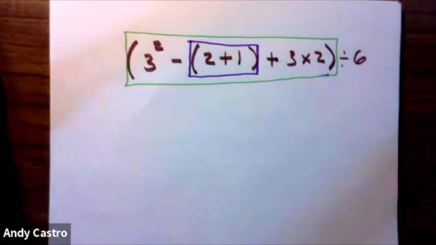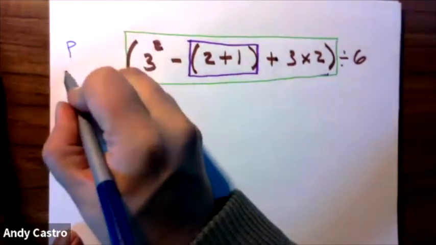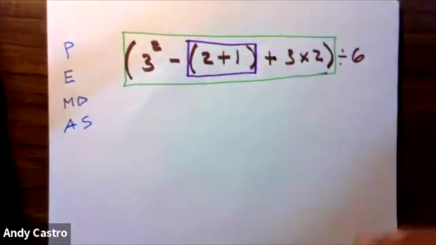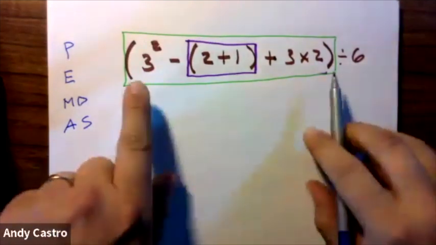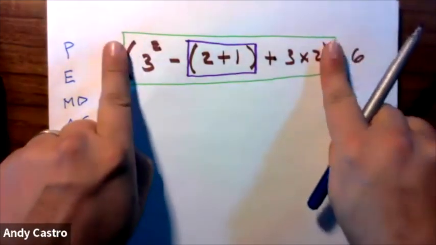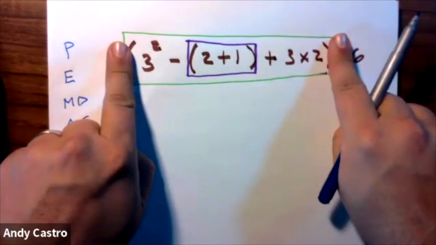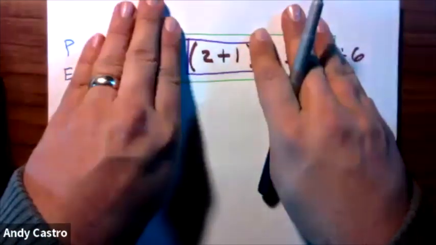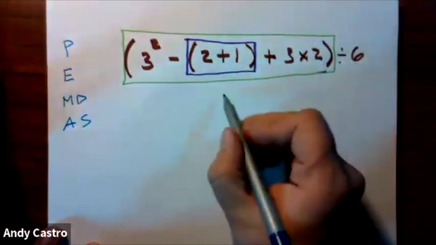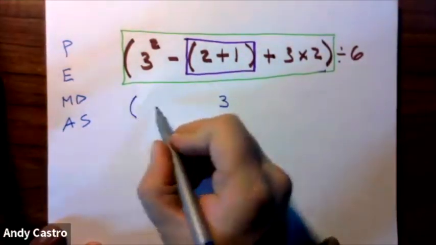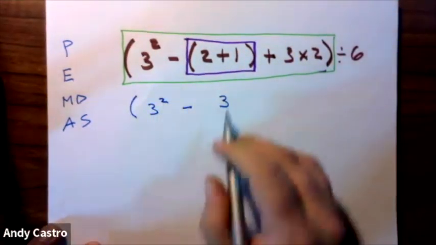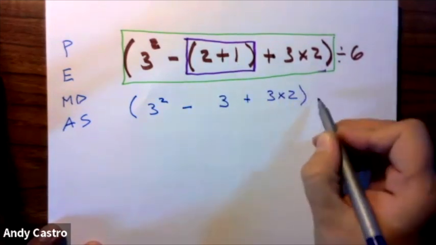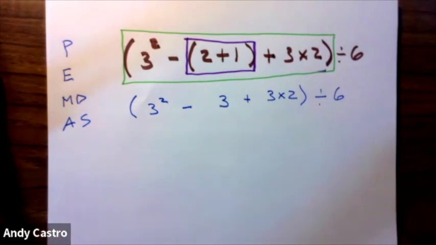All right, so if we put up our order of operations, start with parentheses. We have these outer ones, so we're going to look inside there. We're going to ignore the divided by 6, and then we have another set, so we're going to look inside there and ignore everything else. 2 plus 1. So that's going to give me a 3. So I have 3 squared minus 3 plus 3 times 2, and then all that divided by 6.